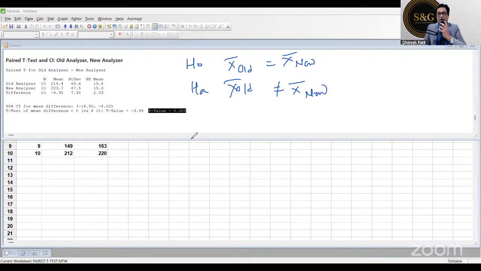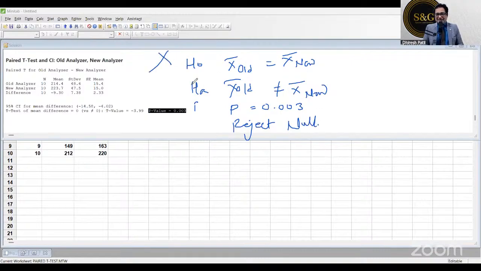So in this case, what is your conclusion? P is equal to 0.003. So reject null, which means we have to reject the null hypothesis. So that means there is a statistically significant difference between the old analyzer and the new analyzer. Clear? Are you understanding this?